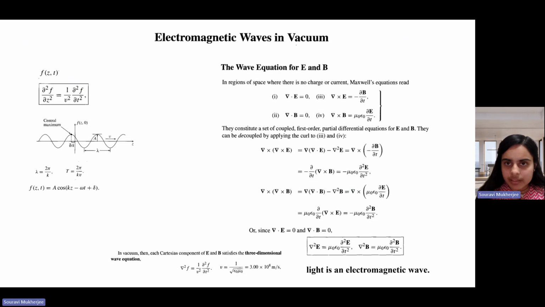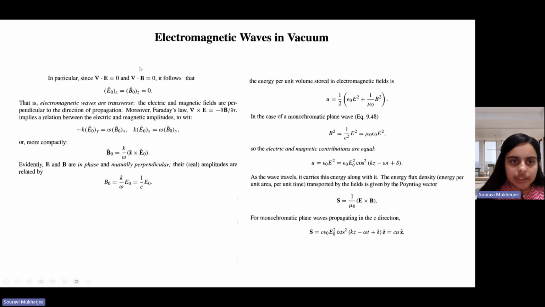Now, this is in free space or in vacuum, okay? And if you again look at the boundary conditions, from the fact that divergence of E is 0 and divergence of B is 0, you can say that along the direction of propagation of the wave, there is no electric or magnetic field. So your electromagnetic waves are actually transverse. Okay, so the electric and magnetic fields are perpendicular to the direction of propagation, while in the case of longitudinal waves like sound, the oscillation is along the direction of propagation.